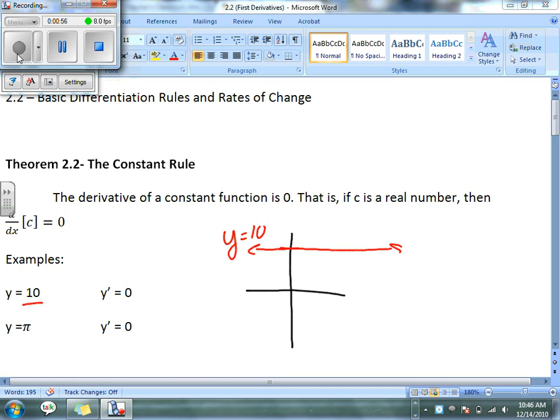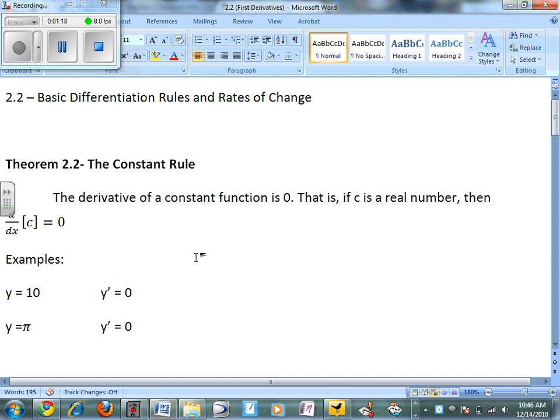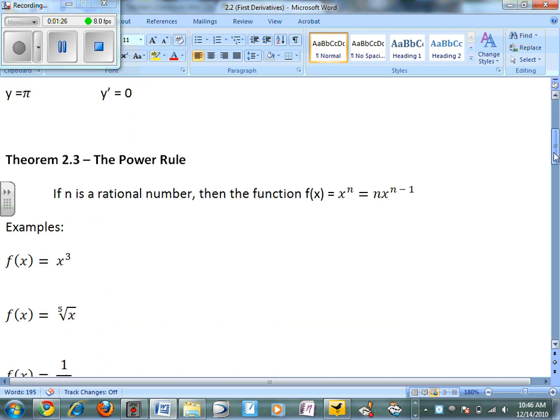Say I want to figure out the slope from this point to this point, and it goes over 2. Well, my rise is 0. I don't go up any, but my run is 2, so I have 0 over 2, which is 0. No matter where, you're going to have 0 over something. So your slope is going to be 0 throughout, and that should make sense to you. So the derivative of any constant is 0. In the same sense, y equal to pi: pi is just a number, so the derivative of that is 0.